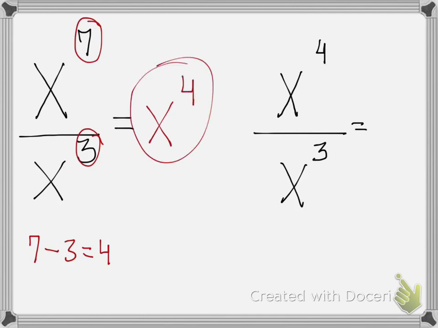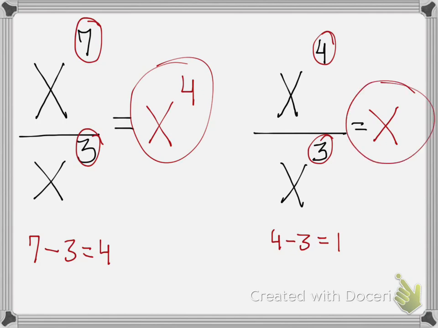x to the power of 4 divided by x to the power of 3. Well, I'm going to take the 4 minus the 3. And 4 minus 3 is 1, right? So technically, my answer would be x to the power of 1, but you never actually see the exponent of 1. So my final answer is just x. Remember, anytime you see a variable by itself, there's an imaginary 1 in the exponent.